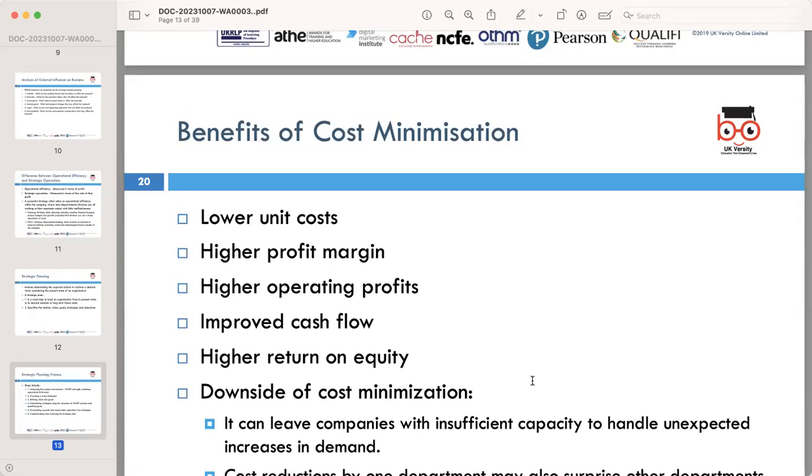Anyway, benefits of cost minimization: lower unit cost, higher operating profits, improved cash flows, higher return on equity.